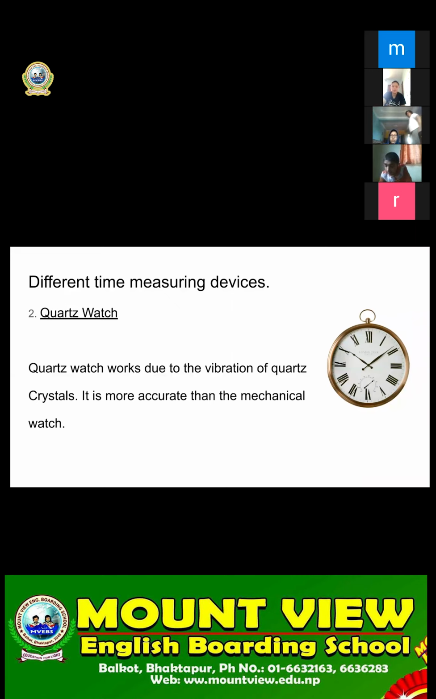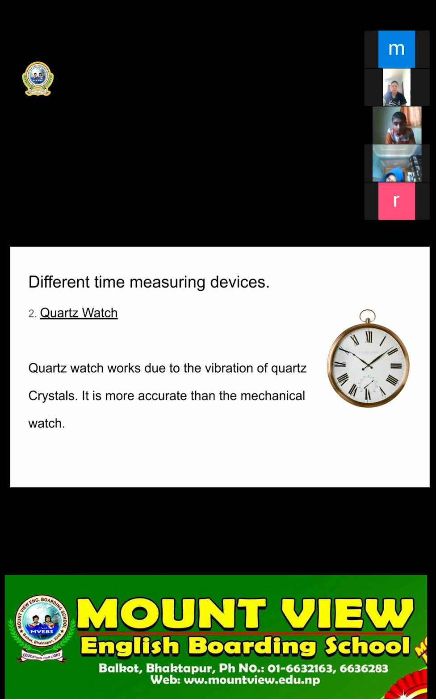In a mechanical watch, what is inside? Pendulum. So the oscillation of pendulum shows the time in a mechanical watch. In quartz watch, what is inside it? Obviously, it is quartz crystal, and the movement of that quartz crystal helps to show the time. And further, it is more accurate than the mechanical watch. That means it shows less error.